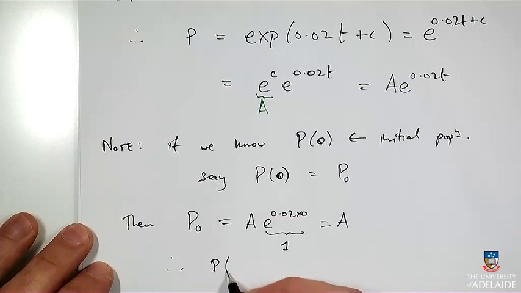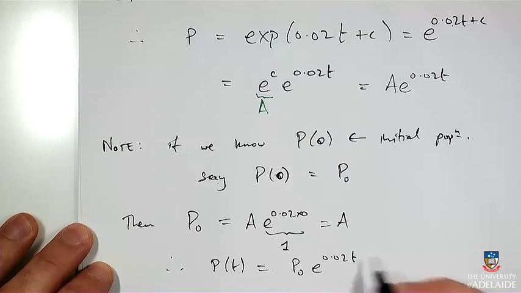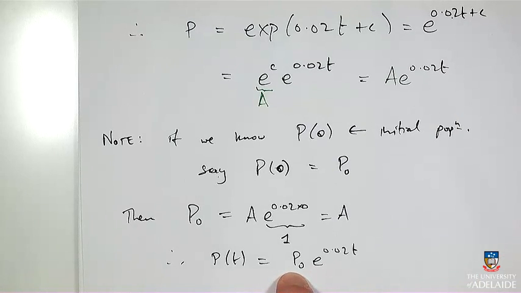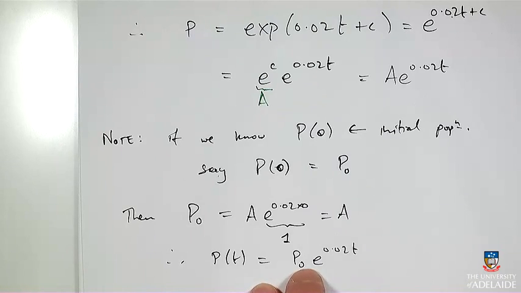And so P is actually the initial population times e to the 0.02t. So it's actually easy to get a particular solution, right? And if you have an initial condition, we know that you can get a particular solution, not just a general solution. And it turns out when you have exponential growth that the particular solution is this number, the A, the constant, is actually just the initial population. That's how it works out. Okay, so this is actually a nice model.